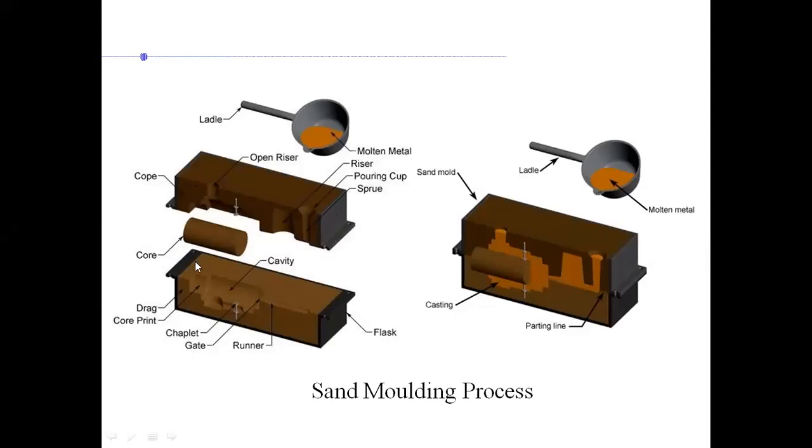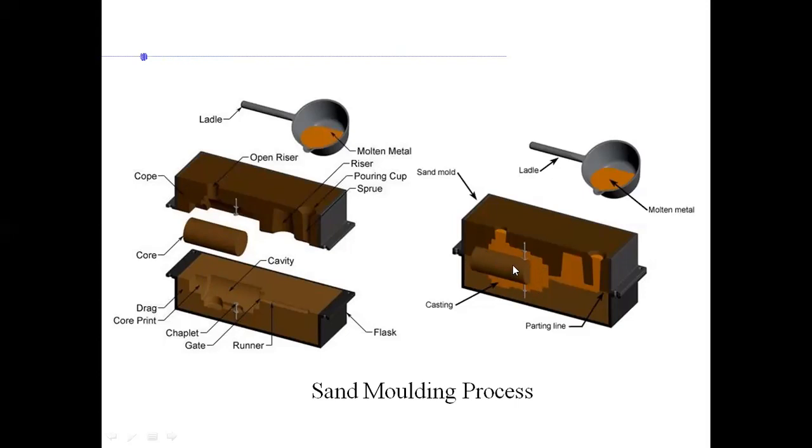That top part is your cope, this bottom one is your drag, okay, and this light brown what you're seeing, or even this one, is your sand, molding sand. This is your core, right? You see here, we want a hollow product, right? We don't want material to come in here, that molten metal to come in here. It has to be hollow, this component.